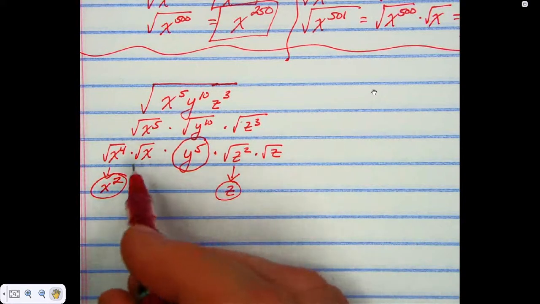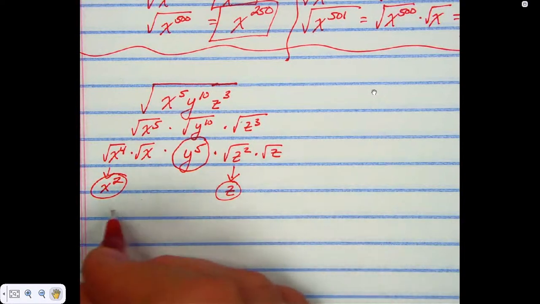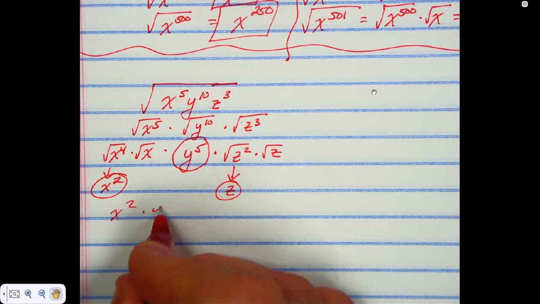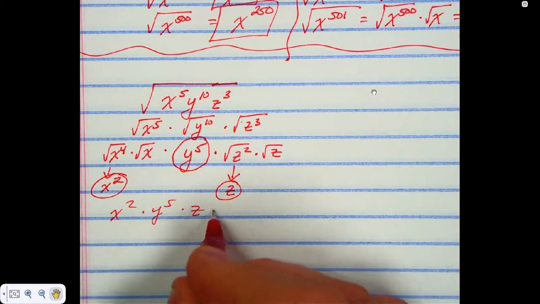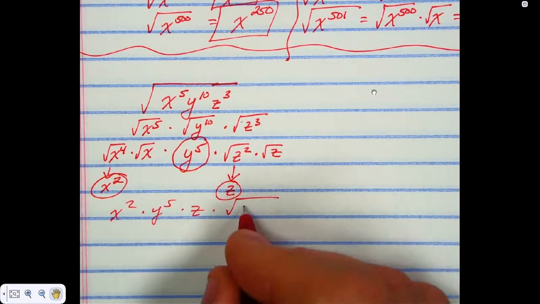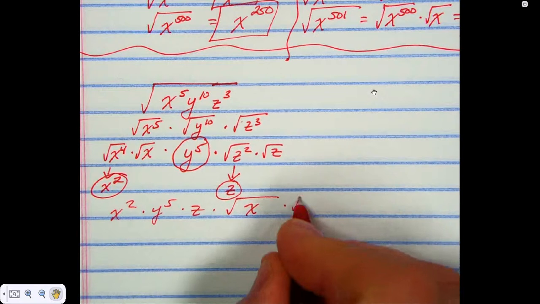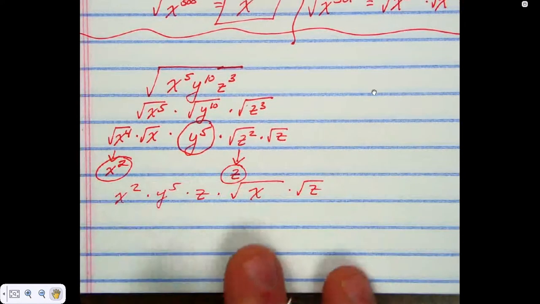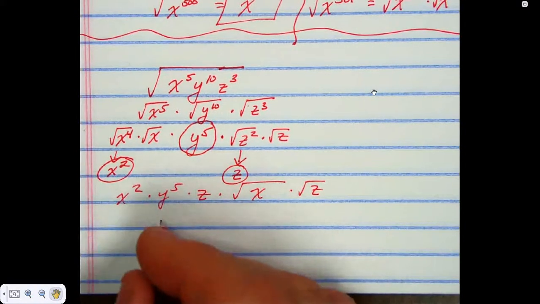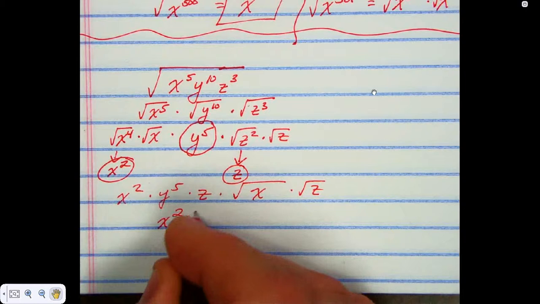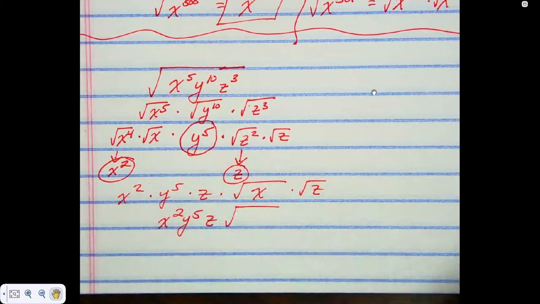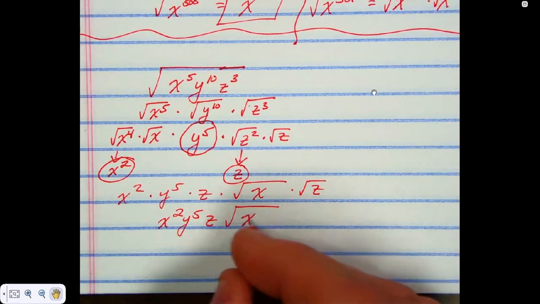So what I'm left with is x to the second times y to the fifth times z times square root of x times square root of z. When you combine everything back together, what are you left with? X to the second, y to the fifth, z. What's on the square root side? X, z.